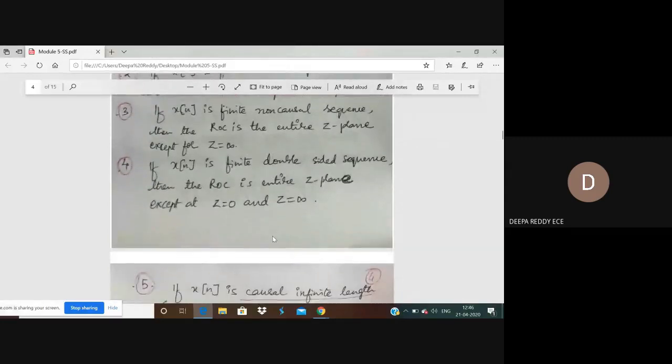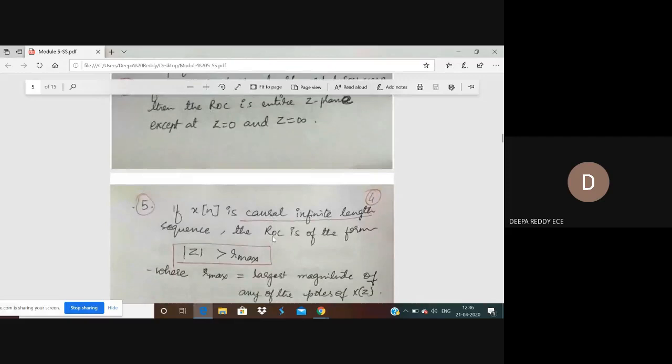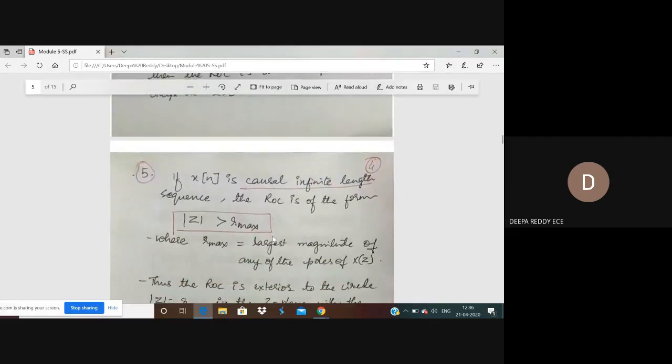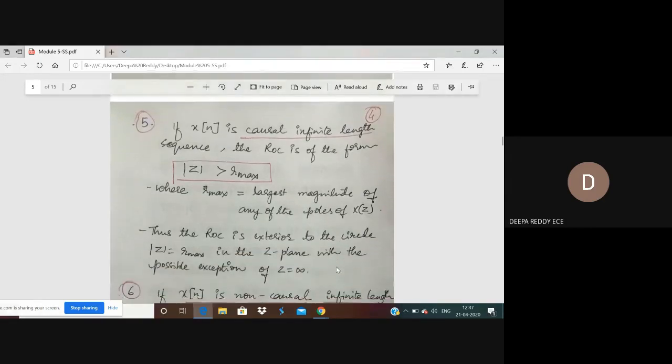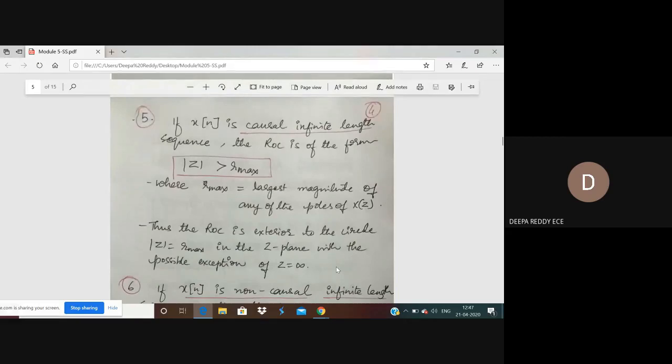Now, the next one is that if X of n is a causal infinite length sequence, then the ROC is of the form mod Z is greater than R max, where R max is the largest magnitude of any of the poles of X of Z. So largest magnitude means you will have Z minus 2, Z minus 3, Z minus 4 or something like that. So R max will be the largest magnitude of any of the poles of X of Z. All these things you'll probably understand when we have taken up an example.